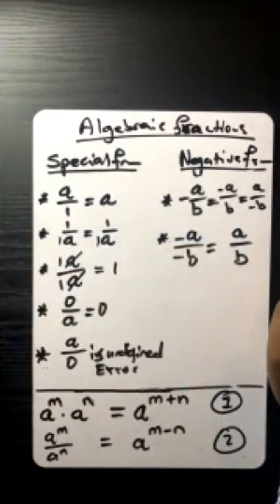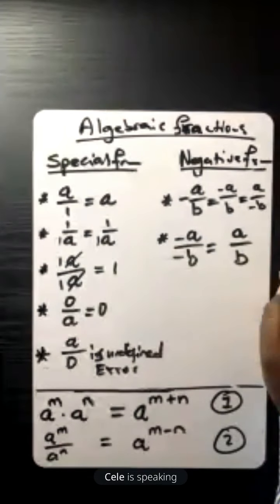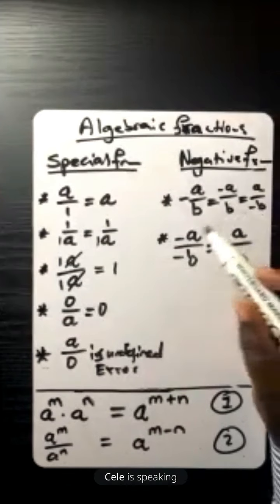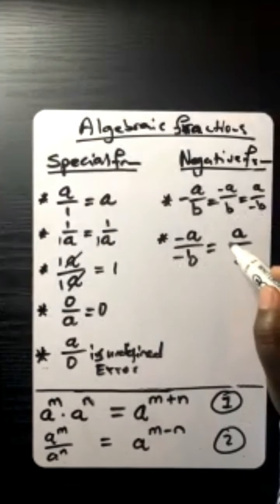I'm not sure if it makes sense, guys. No, sir, it does make sense. It does. So the answer would be a positive answer. Yes, because you're dividing a negative by a negative, so you get a positive. Yes, sir.